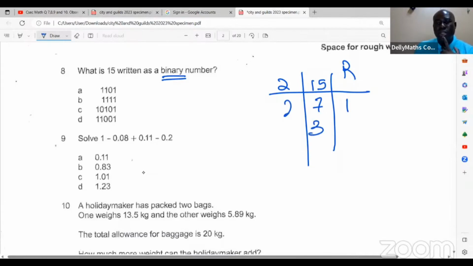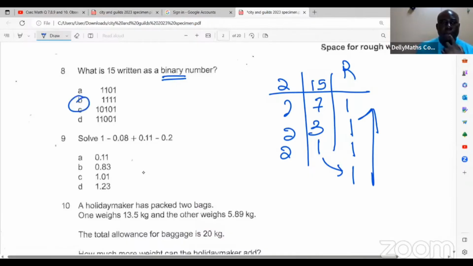2 into 7, 3 times, remainder 1. 2 into 3, 1 time, remainder 1. 2 cannot go into 1. So definitely that 1 comes here, and we read up. So we're looking for 1, 1, 1, 1.